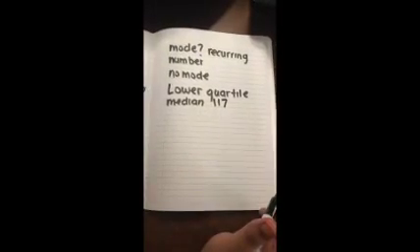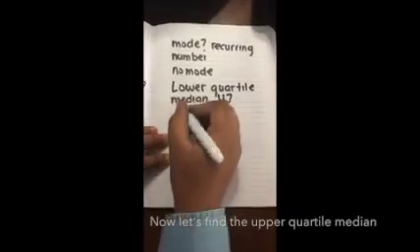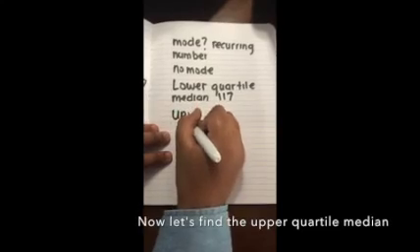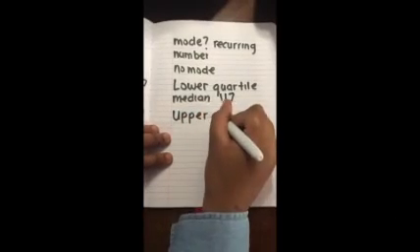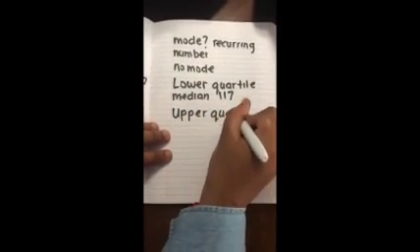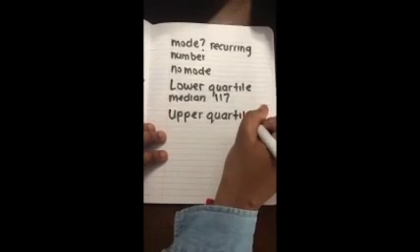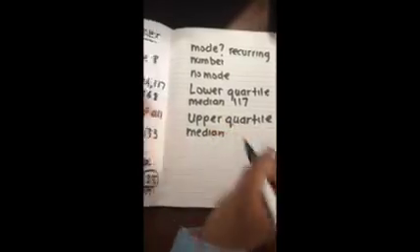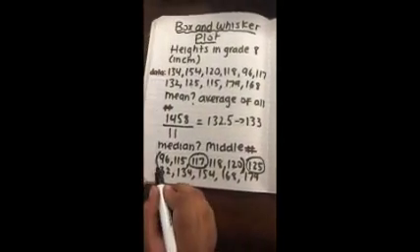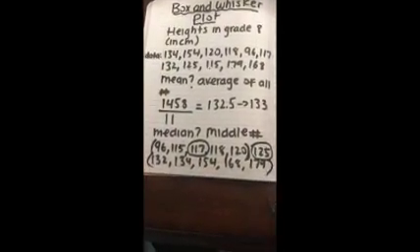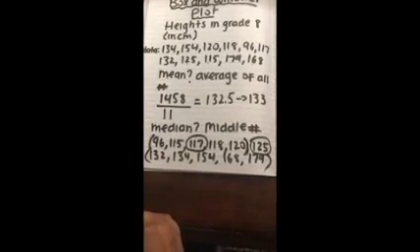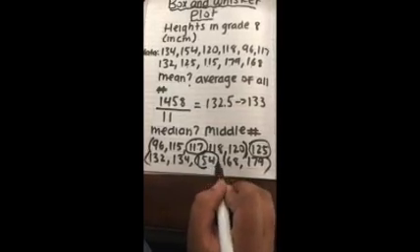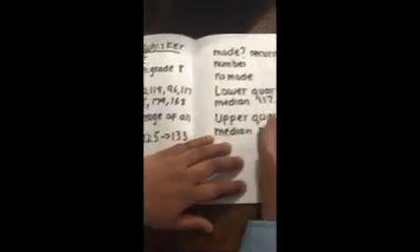So like we've done with the lower quartile median, we're going to come up with the upper quartile median. Now what is that? It's the median of the upper half of the data set. So let's look at the numbers in ascending order. We're going to look at the last 5 numbers. What's the median of these last 5 numbers? 154. So we're going to circle 154 and write it down.